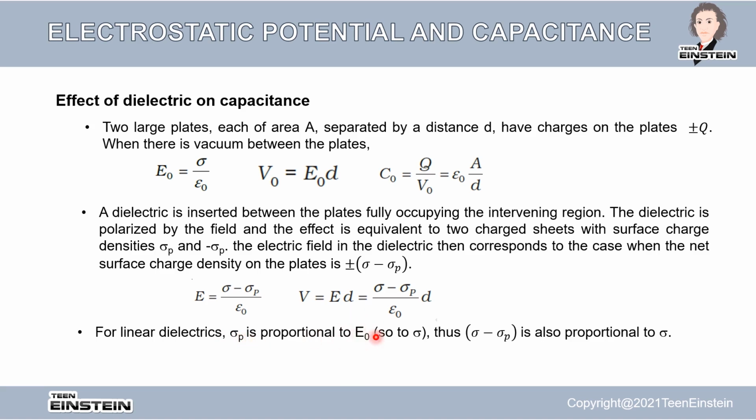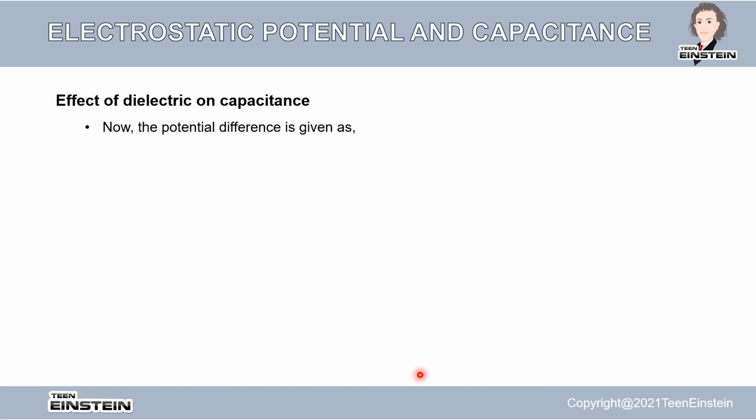And let's look at where this E0 is coming from. E0 is coming from the capacitor plates. If there is charge sigma on the plates, then that charge is going to control how much this E0 is. So in a way, sigma p is proportional to E0 and also to sigma because of that. If sigma p is proportional to sigma, then the difference, sigma minus sigma p, should also be proportional to sigma. That is the conclusion we derive from this. So if sigma minus sigma p is proportional to sigma, we will add a proportionality constant called 1 by k. Let's substitute this in the potential difference now.